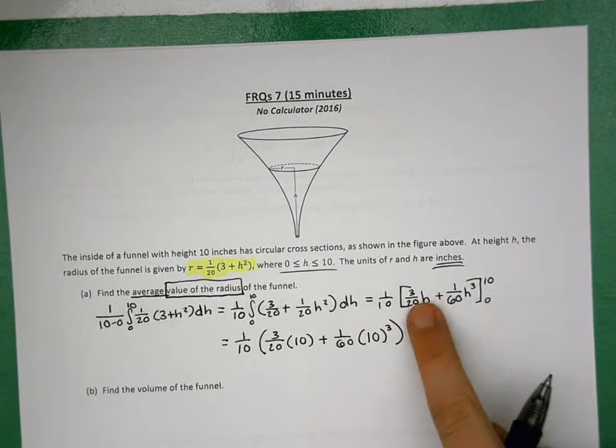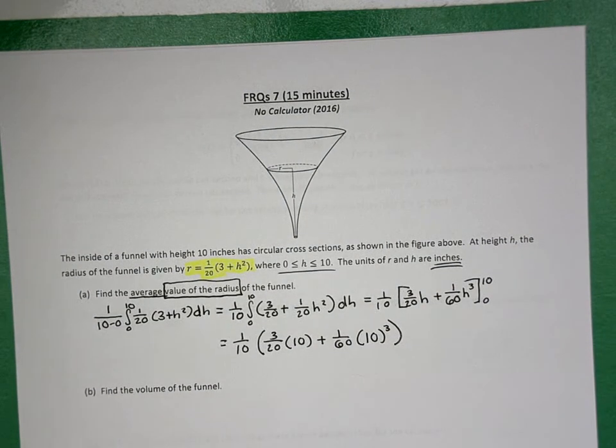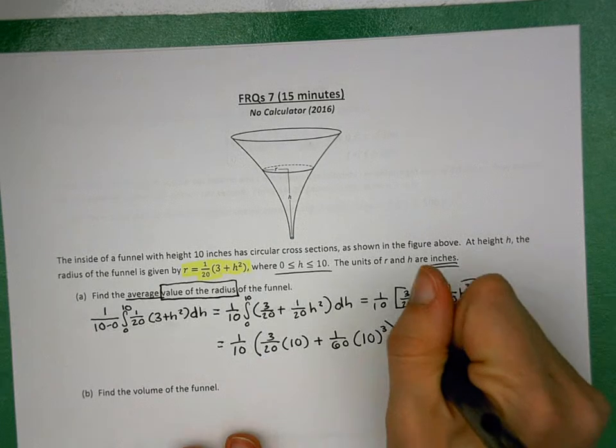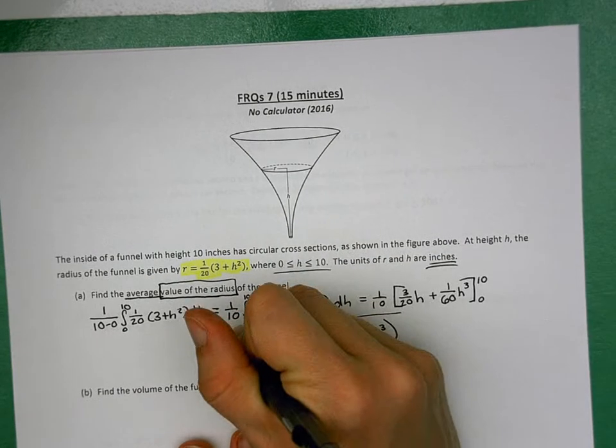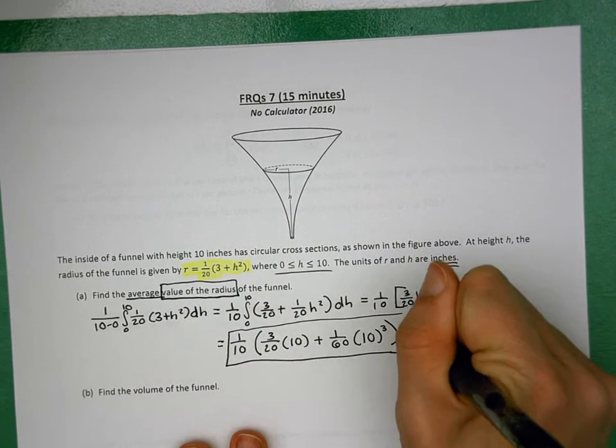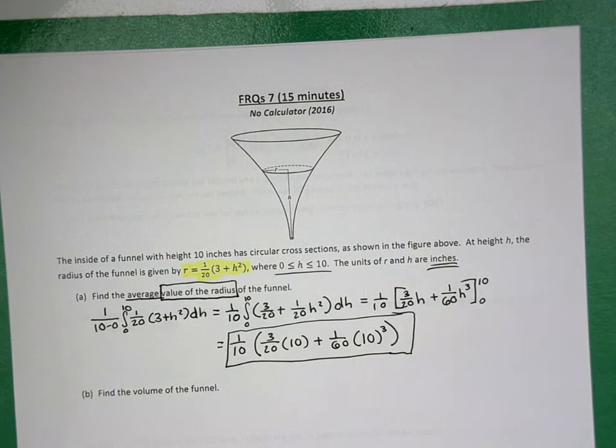Minus, plugging in the lower is going to be 0 plus 0, which is 0, so I'm not going to write it. And then I would leave it alone. There's no reason to go any further. Remember, you don't have to simplify. As long as you've evaluated, you're good.